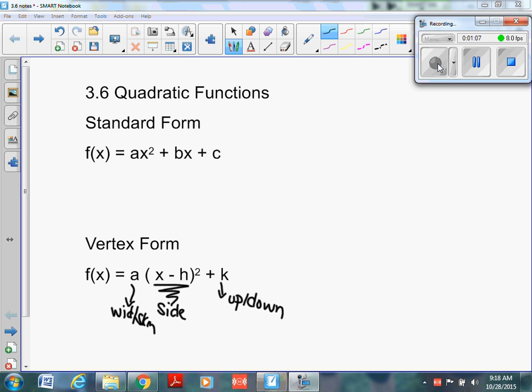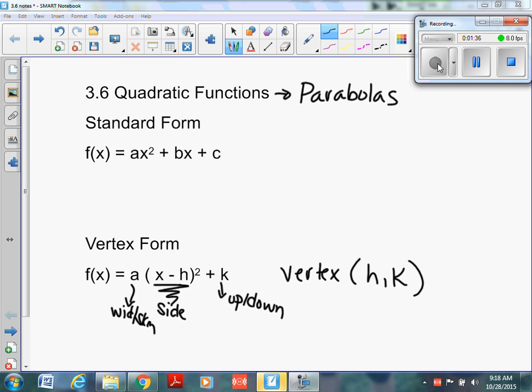Quadratic functions, I didn't say that, but now I just said it, make parabolas. Okay, and that's all for this page, really. You just need to know what standard form is and vertex form. Oh, one more thing. A parabola always has the vertex, and the vertex is at h comma k, which would make sense, right? It would be at h comma k, the vertex.